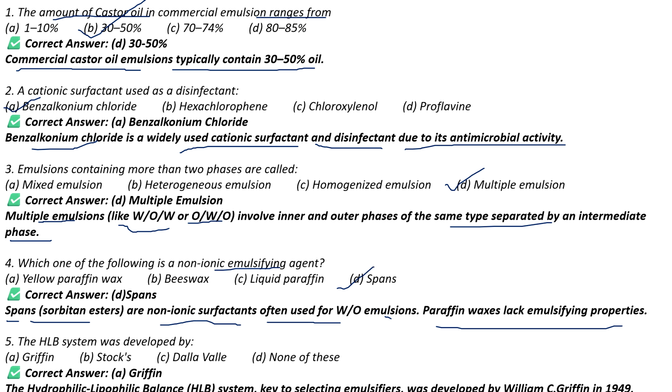Moving on to the next question, the HLB system was developed by: options are Griffin, Stokes, Delavalle, none of these. So the hydrophilic lipophilic balance system, that is the HLB system, is the key in selecting emulsifiers, and it was developed by William C. Griffin in 1949. So we can say option A, that is Griffin developed the HLB system in 1949. So option A is the correct one for this question.